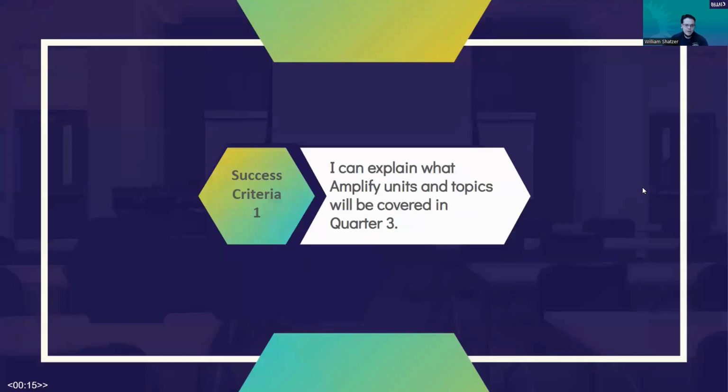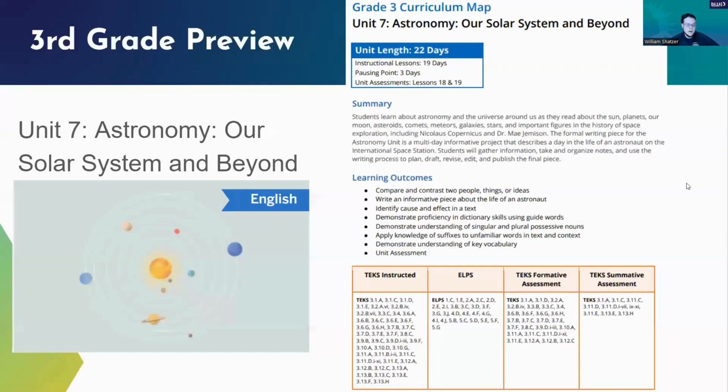Let's go ahead and get into our very first success criteria of explaining what Amplify units and topics will be covered in quarter 3. And so what we see right now on the screen is our 3rd grade Unit 7 preview. And specifically what I'm looking at is the curriculum maps located on the Amplify platform.